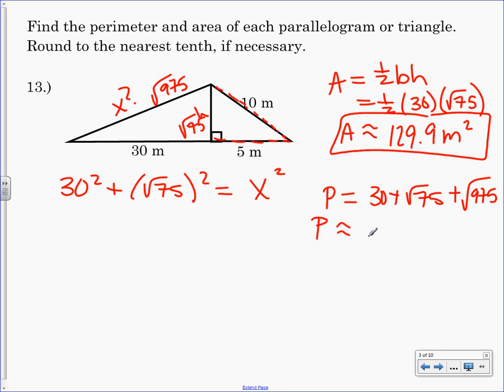And when you're done, we're going to add those 3 sides together. And now you can round at the end. What do we get? 69.9 meters. Did I lose anybody? Okay. Anyone still need that page? All right, number 15.